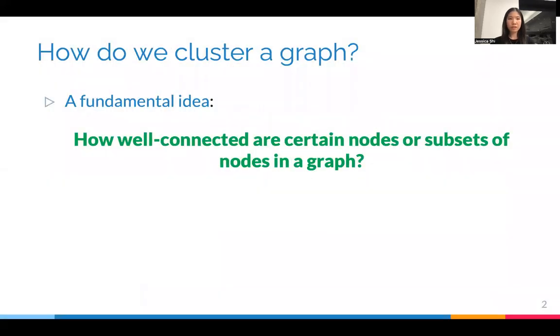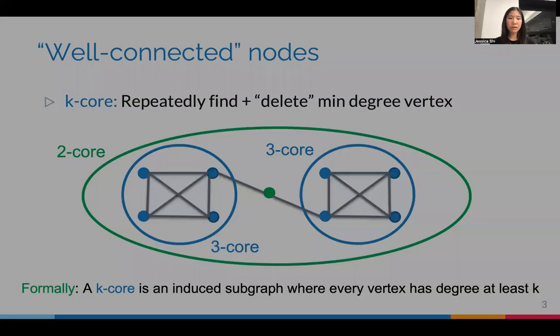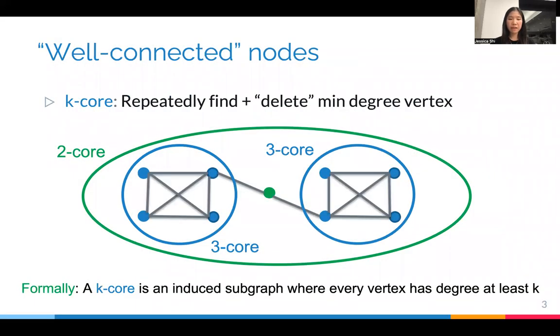So we'll be focusing on this classic question of how do we cluster a graph? And one fundamental idea is this question of how well connected are certain nodes or subsets of nodes in a graph. And in some sense, these nodes or subsets of nodes can form the basis of good clusters. So one classic algorithm for identifying important nodes is this k-core algorithm.